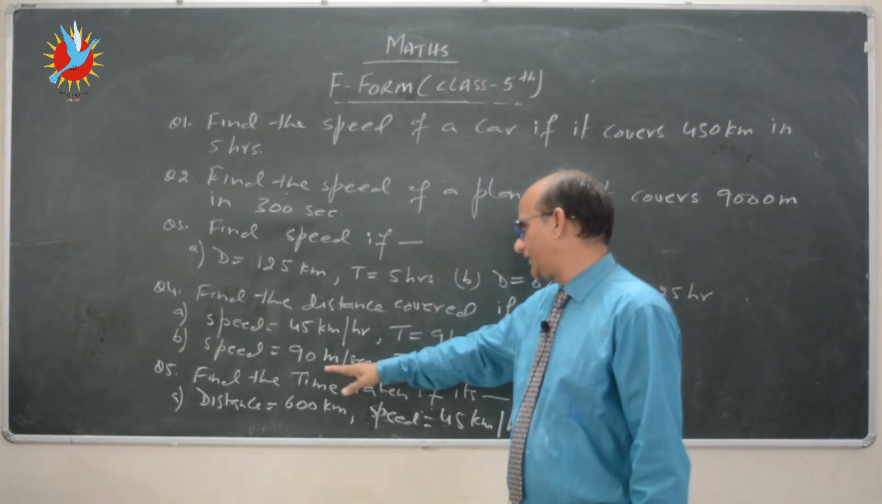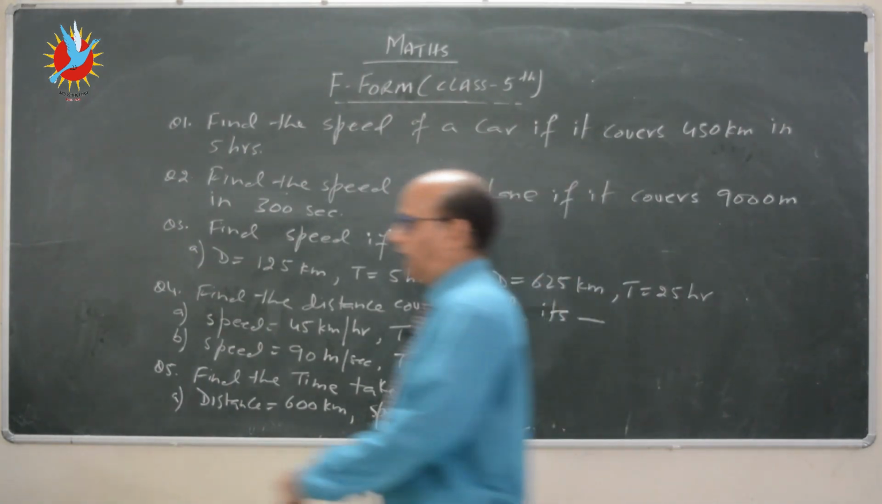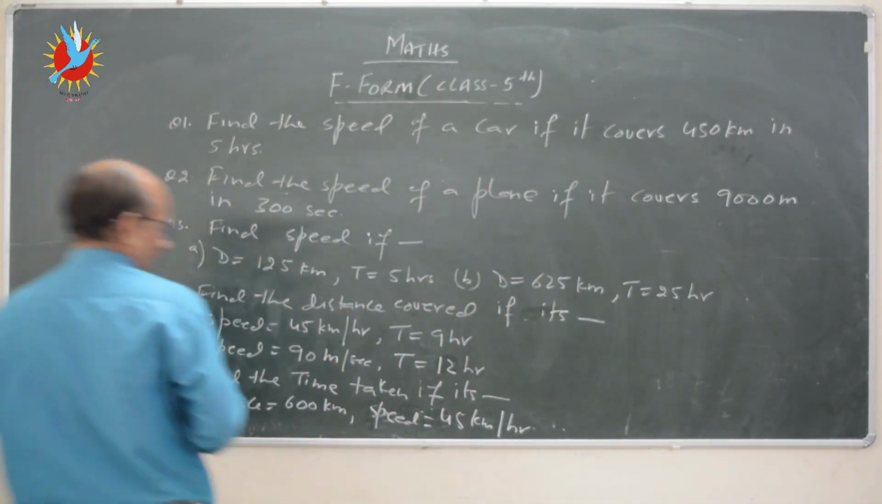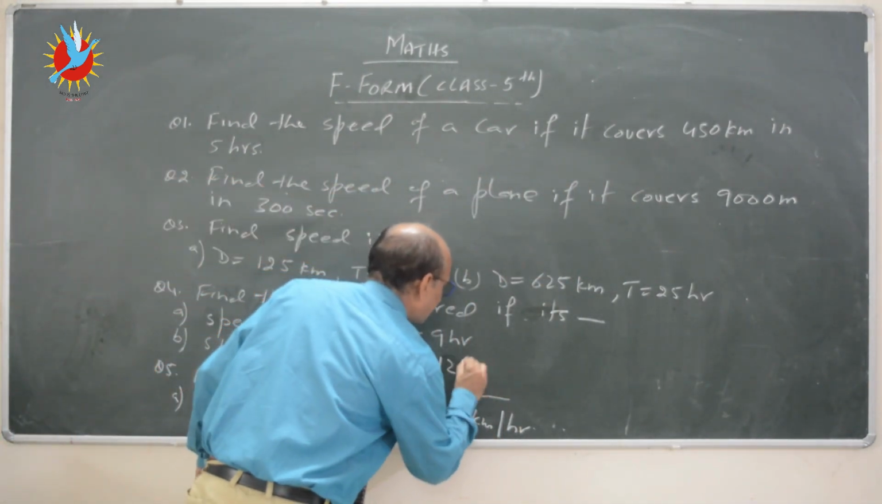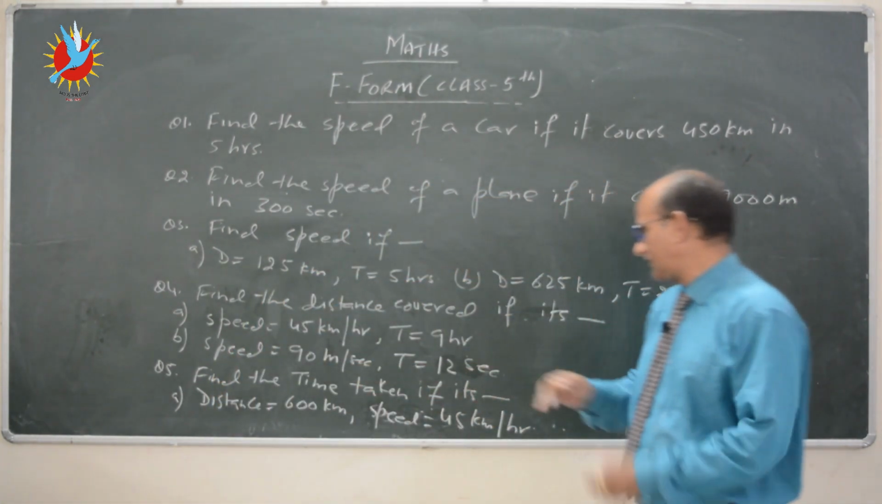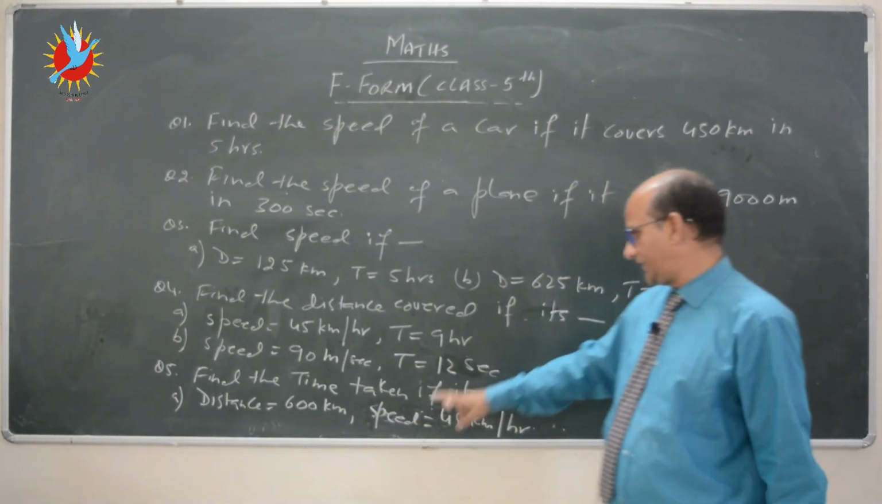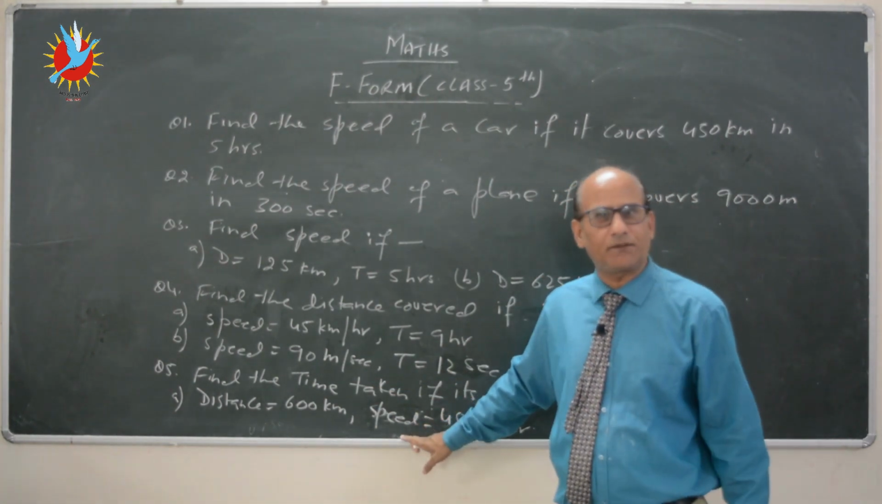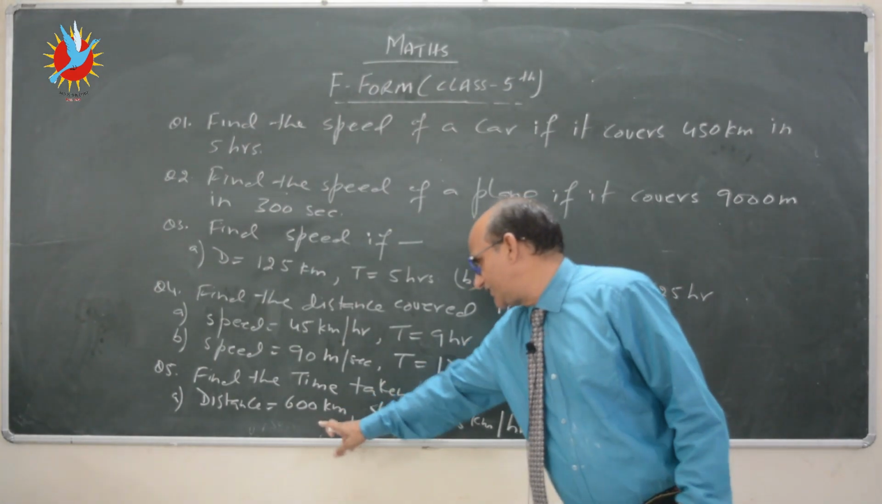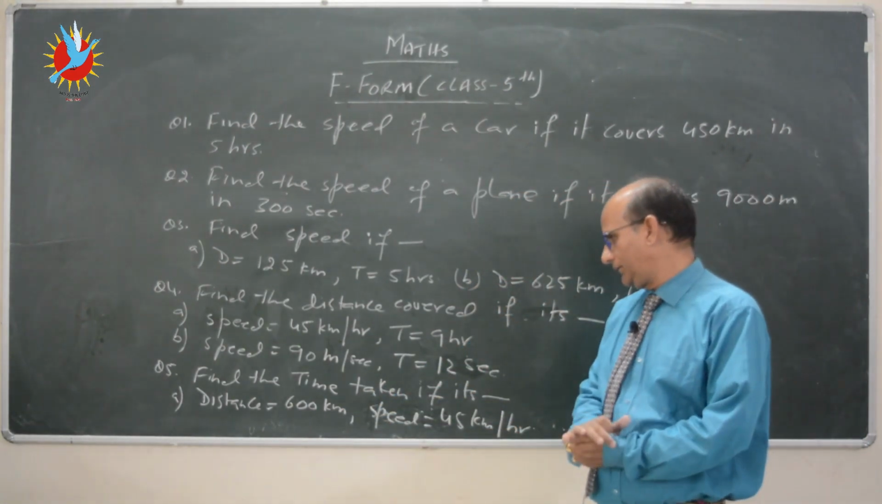Speed is 90 meter per second and the time is 12 seconds, not hours, it is seconds, because the speed is in meter per second and the time must be in seconds. Find the time taken: you have to calculate the time taken by the object if the distance is 600 km and the speed is 45 km per hour.